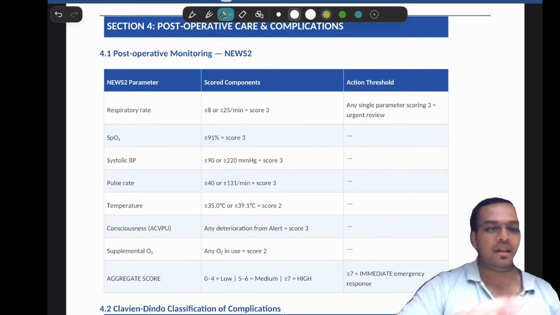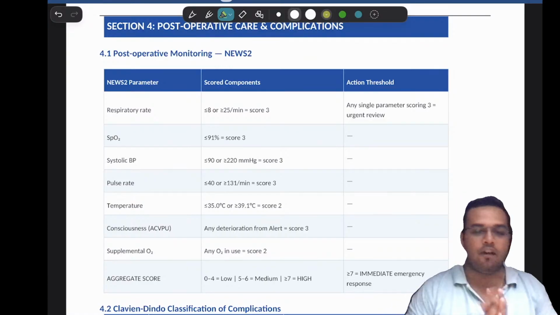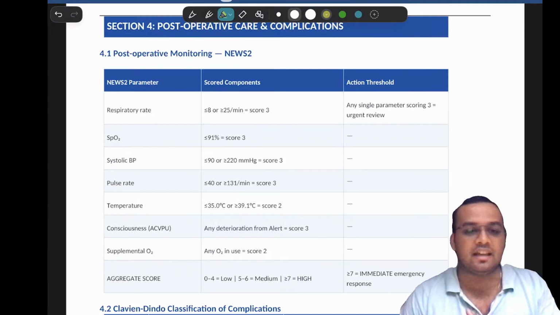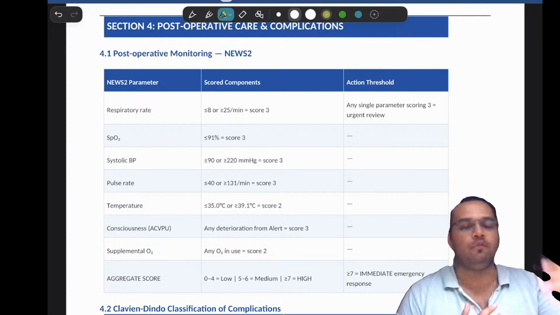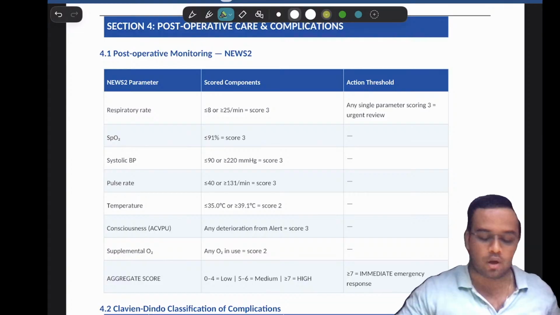So now we are going to take up a case scenario. Whenever you are sleeping in your room, let's consider that you have passed your residency and now you are sleeping in your room and your junior calls you, sir, the patient is not looking comfortable, the patient is having tachycardia, the patient's saturation is dropping, or something related to a patient whom we operated on yesterday or the day before yesterday. So how do you do post-op monitoring for any patient?